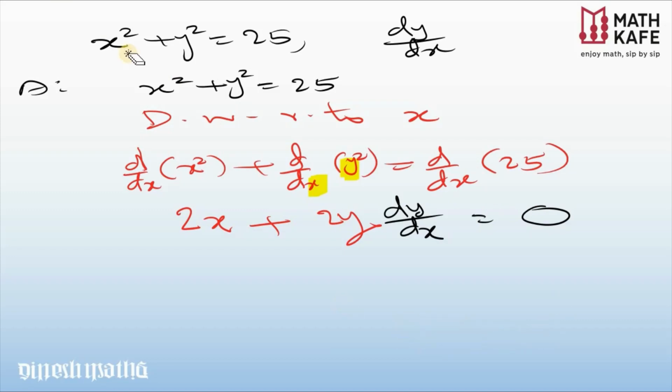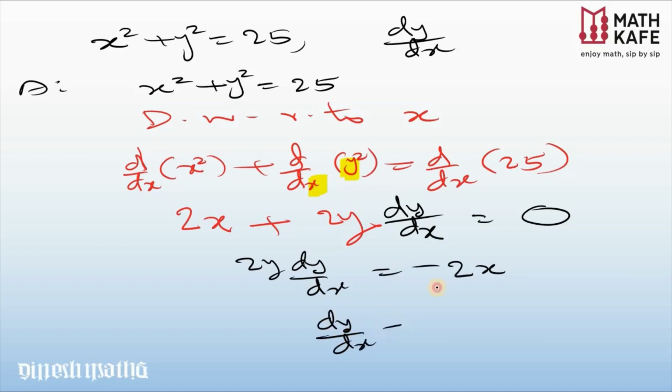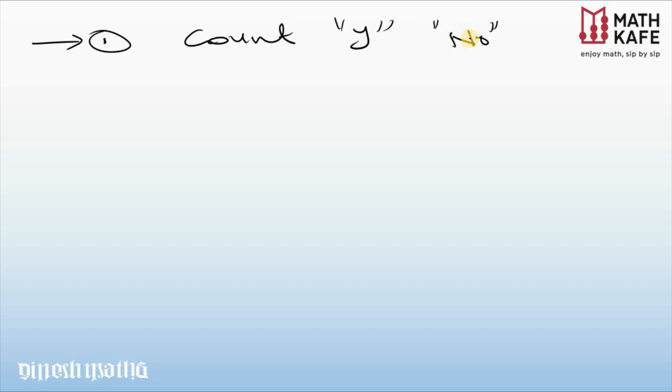Now you rewrite this expression as 2y dy by dx is equal to negative 2x, or dy by dx is equal to, cancelling the 2's, negative x by y. This is the procedure. If I make it an algorithmic approach, this will be the procedure. The first step, and the most important thing: first count how many y terms there are in your question. If you have one y term, you will expect one dy by dx, and if there are 2, there will be 2 dy by dx. The number of dy by dx depends upon the number of y terms present in the question.